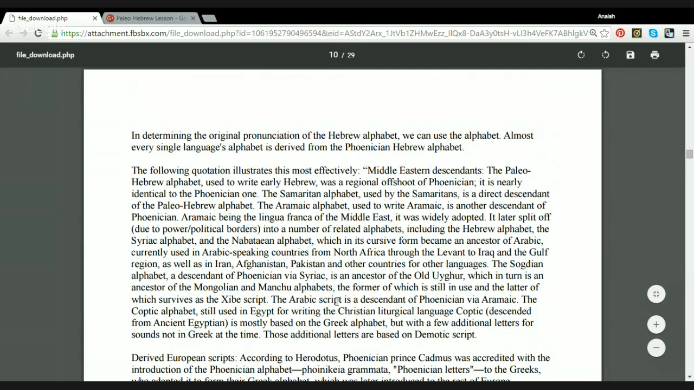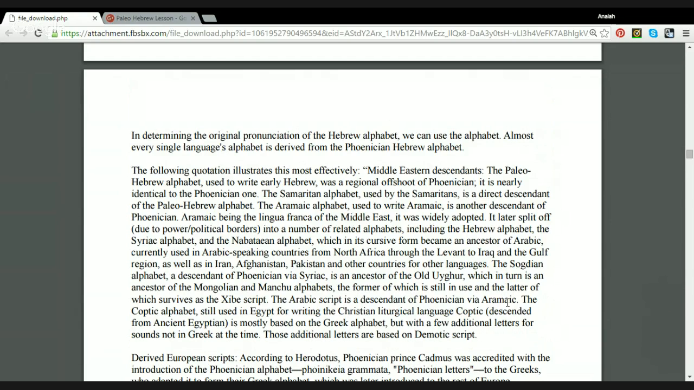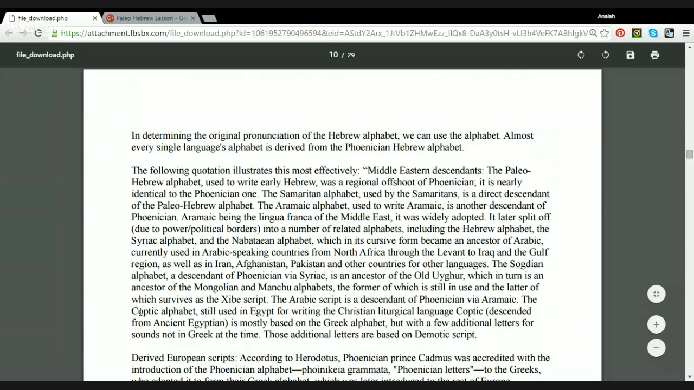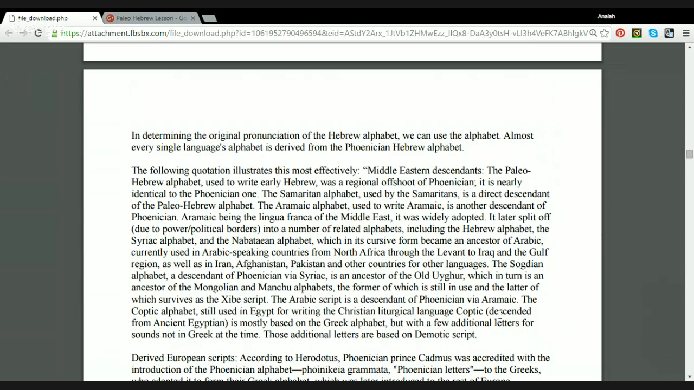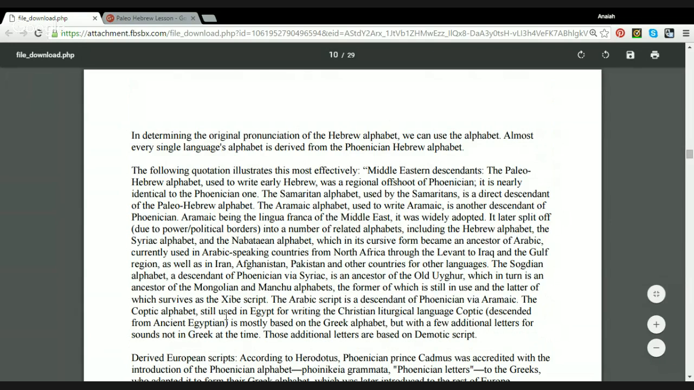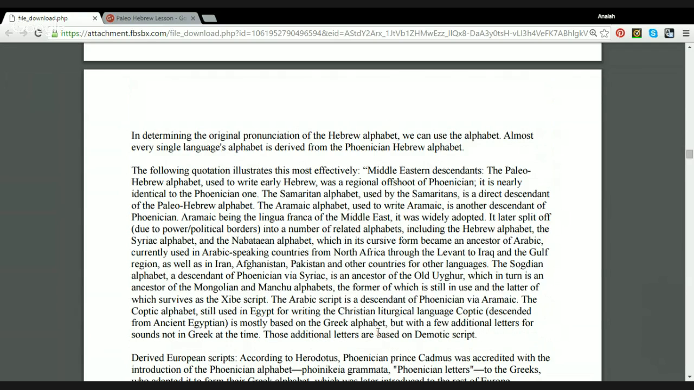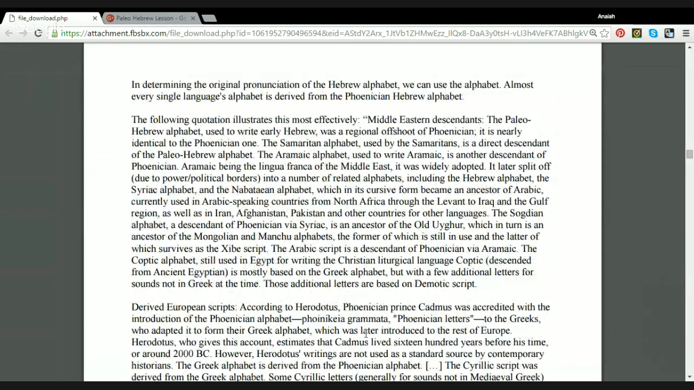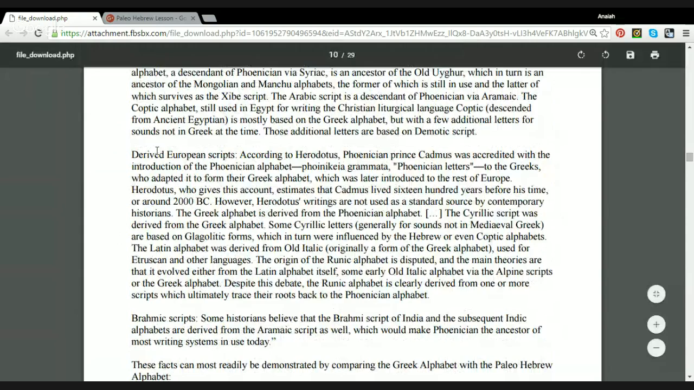The Arabic script is a descendant of Phoenician via Aramaic. The Coptic alphabet, still used in Egypt for writing the Christian liturgical language. Coptic is descended from ancient Egyptian, is mostly based on the Greek alphabet, but with a few additional letters for sounds not in Greek at the time. Those additional letters are based on Demotic script. And now, derived European scripts.